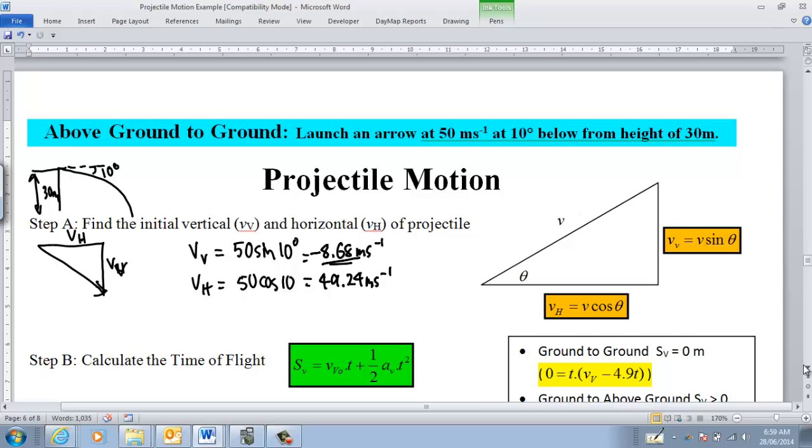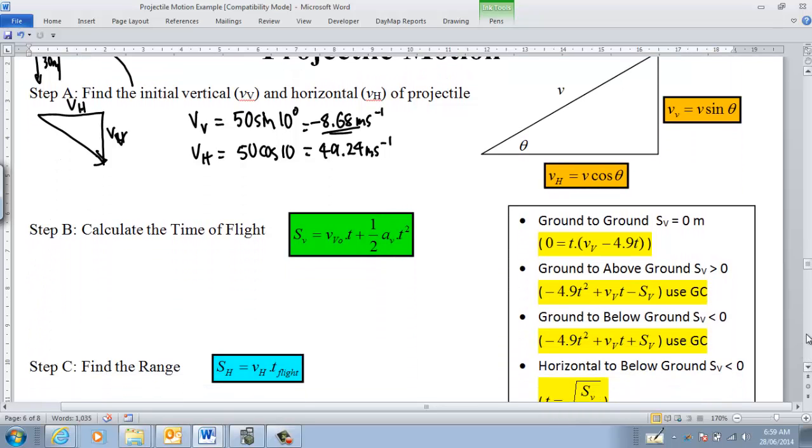Right, so again, this next part is really the only part that changes. From our starting position to where we're finishing, we're in fact going down minus 30 metres. Our initial velocity is minus 8.68 times t, take 4.9 t squared. Normally that would be positive, wouldn't it? So therefore, minus 4.9 t squared, take 8.68t. Now when you bring the 30 across, it's going to become plus 30 equals 0. Now we have to solve that for t.